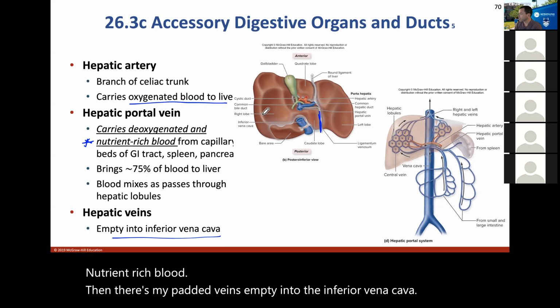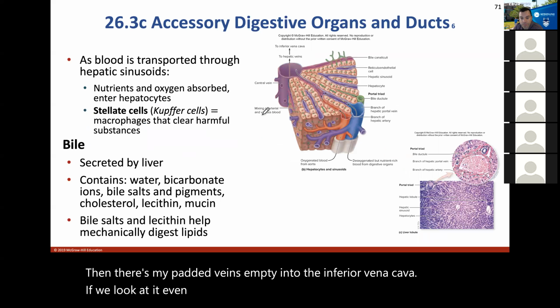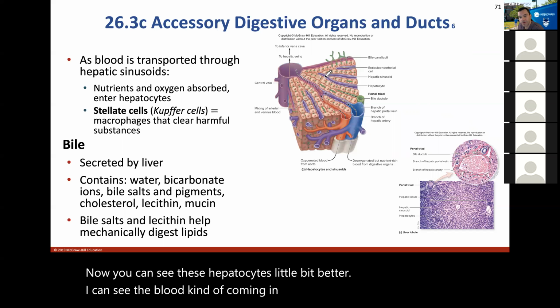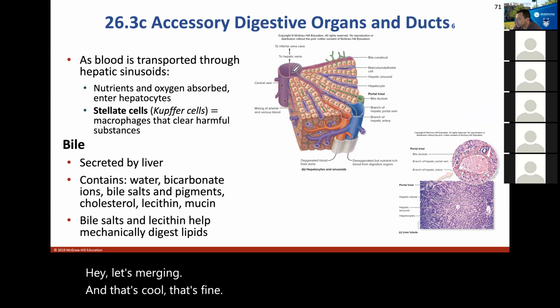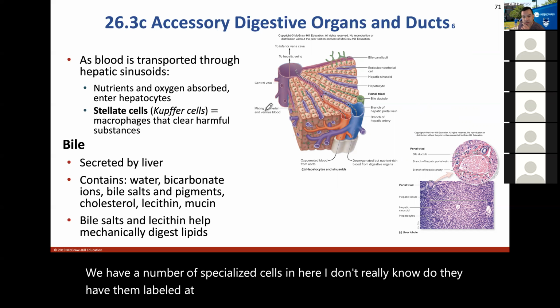If we look at it even closer, now you can see these hepatocytes a little bit better. You can see the blood coming in and, oh, it's merging. That's fine, it is what it is. We have a number of specialized cells in here. Do they have them labeled at all? They usually do.